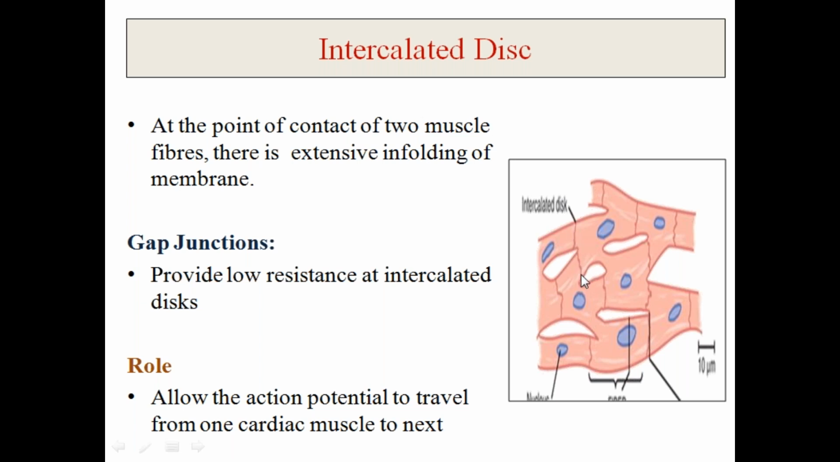We all know that it is through the gap junctions that ions can move from one cell to another cell without going into the extracellular fluid. So these gap junctions allow ions to move from one cardiac cell to another, or the membrane depolarization or action potential to travel from one cardiac muscle to another, and that makes the cardiac musculature functionally syncytial.